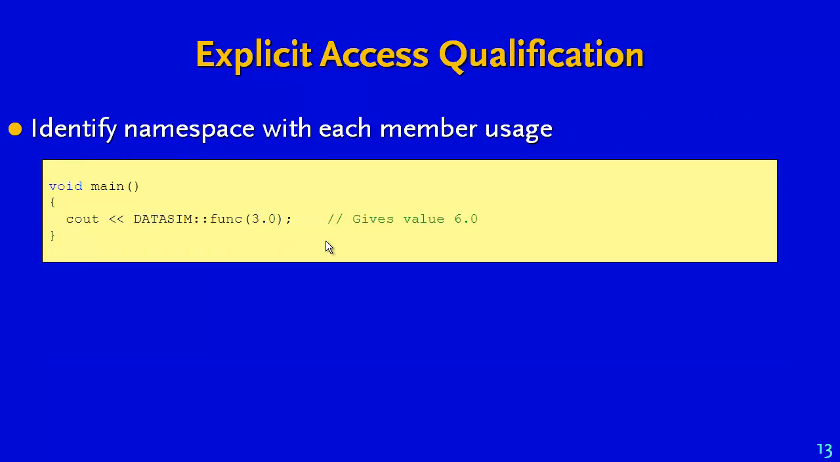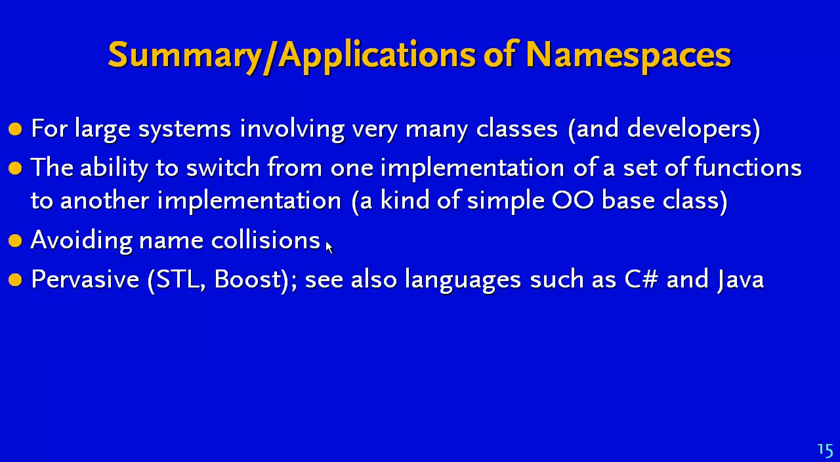Okay, that was the remark concerning object-oriented programming. But of course, the big advantage is that it avoids name collisions. So you're logically relating all your software together. Now, namespaces are all over the place. In the STL, it's the std namespace, of course. Boost has lots of namespaces for each library.